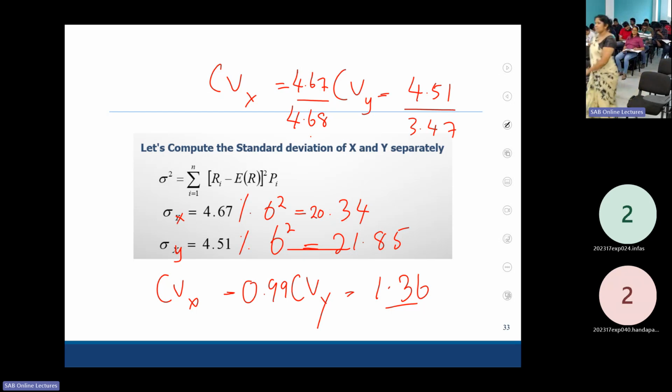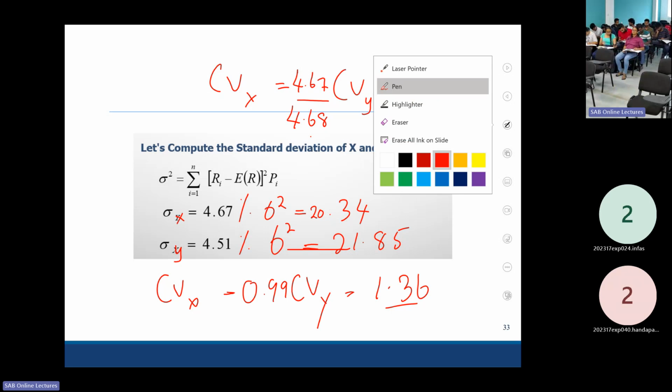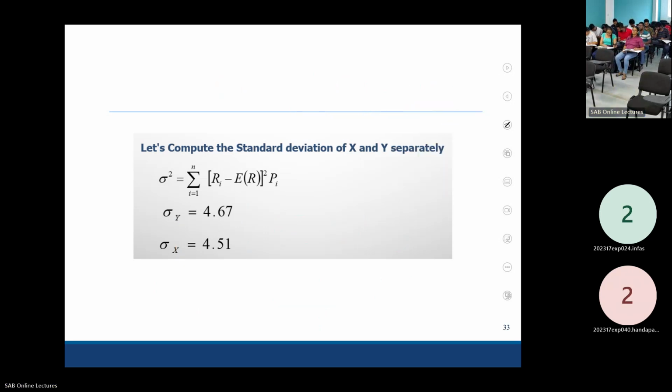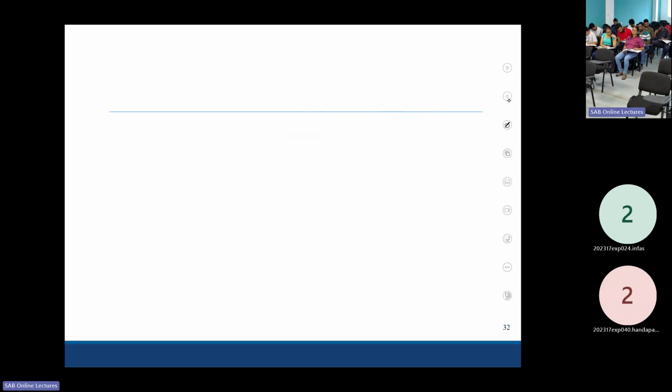Right. Standard deviation, variance, and the coefficient of variation. So now we go to the next one.